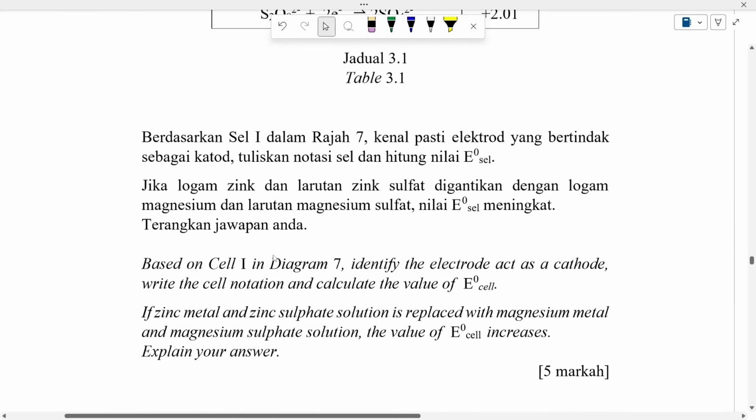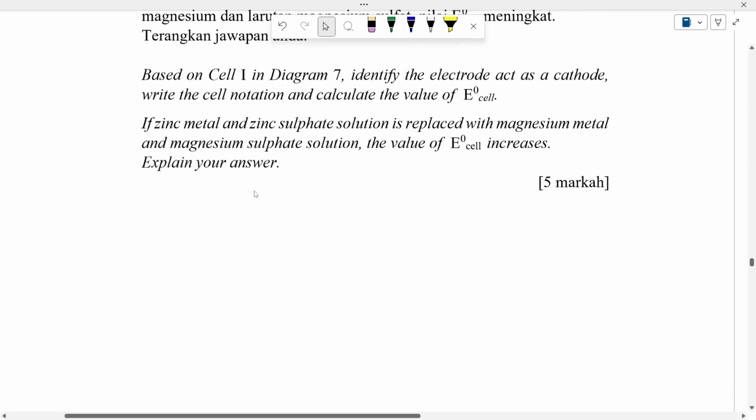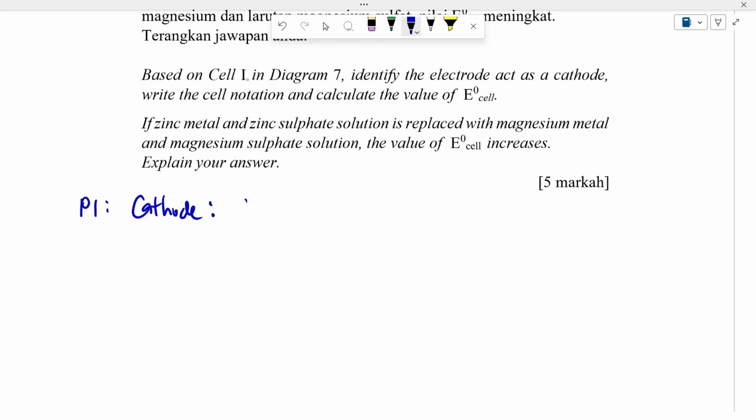Okay, point number 2. Now based on cell 1, identify the electrode as cathode, write the cell notation and calculate the value of E0 cell. So for cell 1, which electrode is the cathode? Point 1, the cathode. It's the copper, right? Point 2.